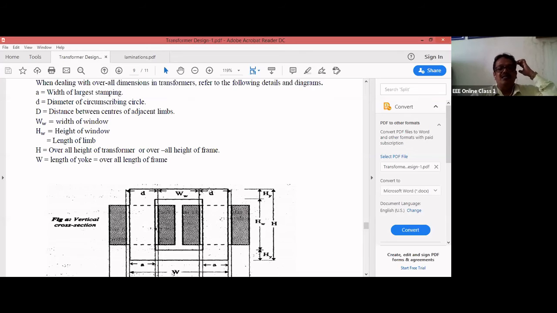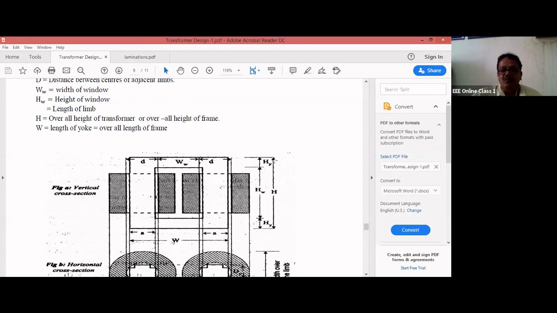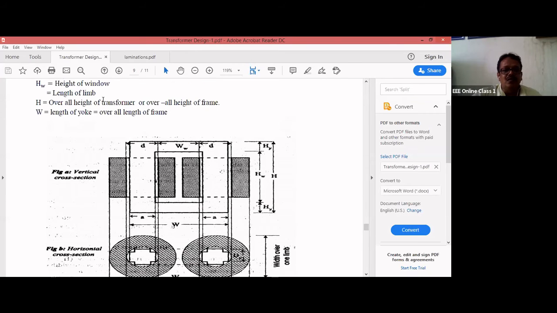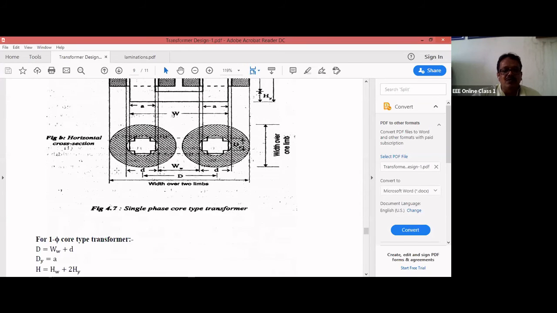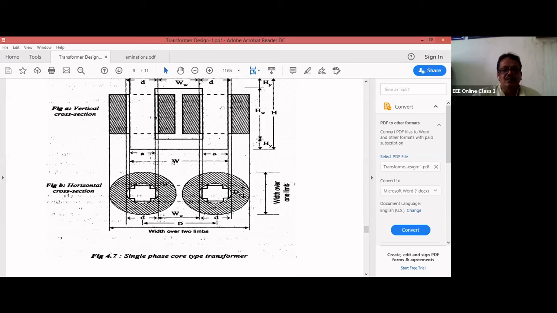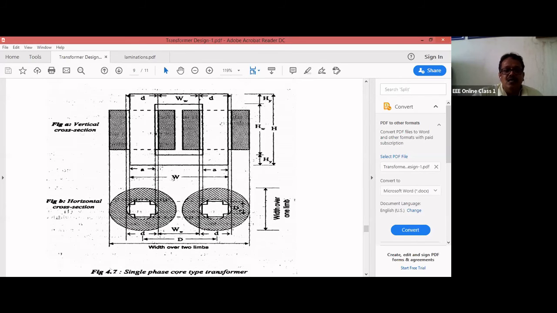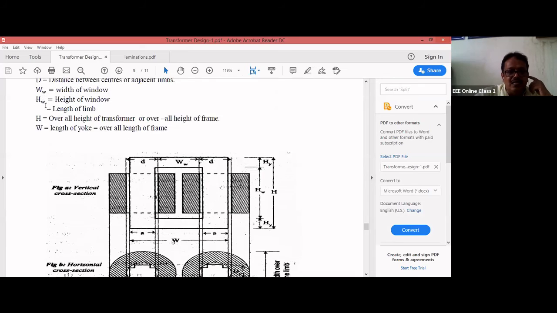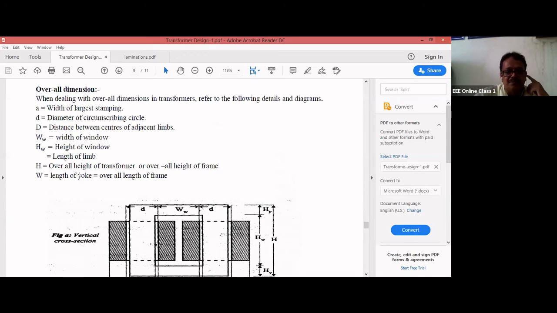H is the overall height of the transformer. W is the overall length of the frame or overall length of the yoke. This is W. And H is the overall height of the transformer or overall height of the frame. Okay. These are the things, and we try to relate these parameters.